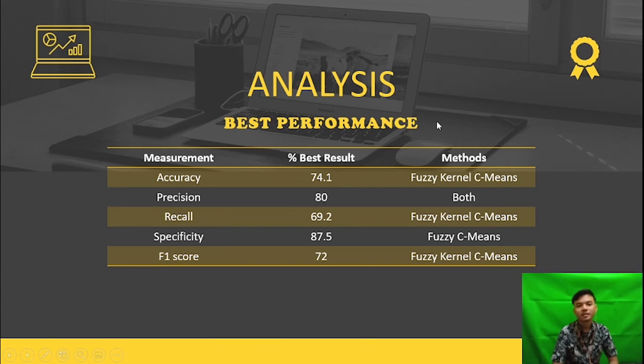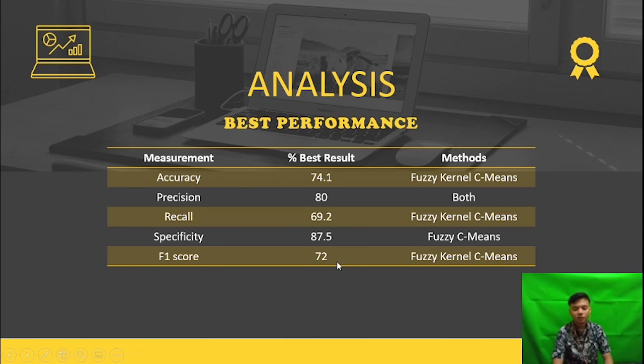Next, we analyze the best performance in this study. The best result of accuracy, 74.1%, is achieved by fuzzy kernel C-means. The best precision of 80% is achieved by both methods. The highest recall of 69.2% is achieved by fuzzy kernel C-means. The highest specificity of 87.5% is achieved by fuzzy C-means, and the highest F1 score is achieved by fuzzy kernel C-means, with an F1 score of 72%.